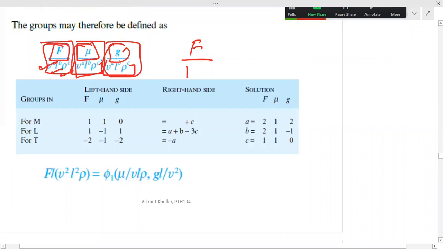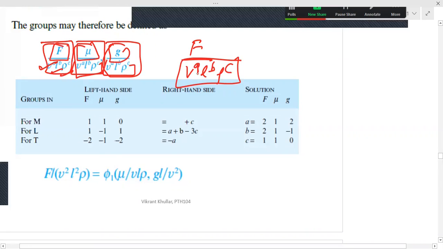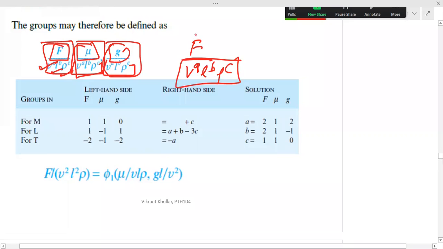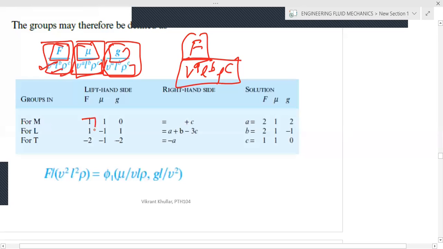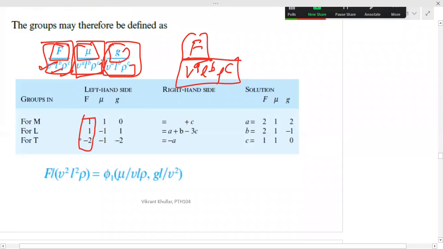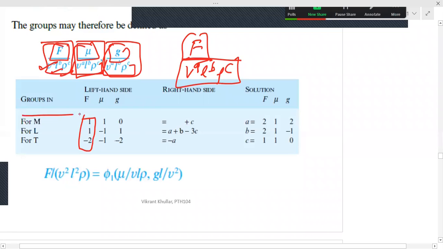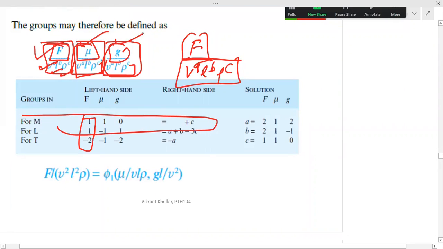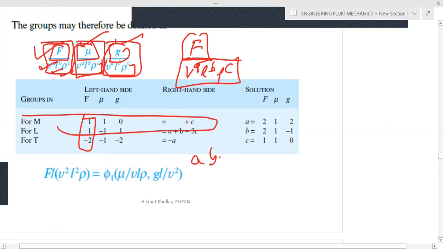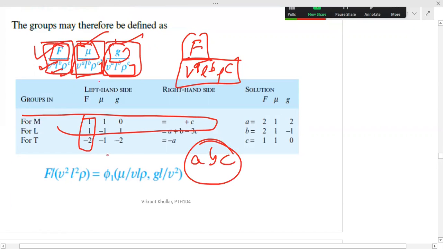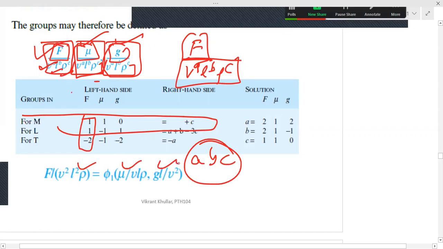And how can you find out this? What are the dimensions of force? MLT. These are the dimensions. So you actually get 3 equations from these 3 terms. You have 3 equations, 3 variables. You get the values of a, b, c, and you substitute here, and you finally get 3 non-dimensional numbers.